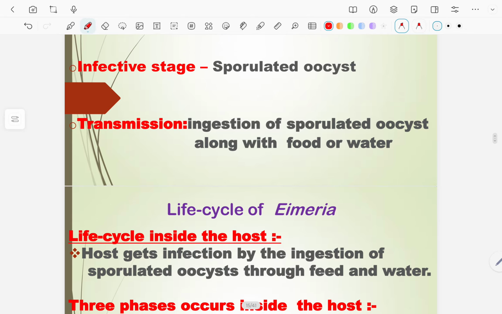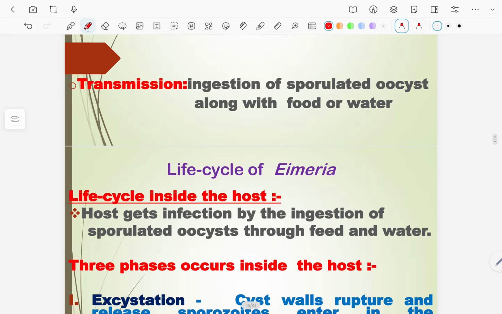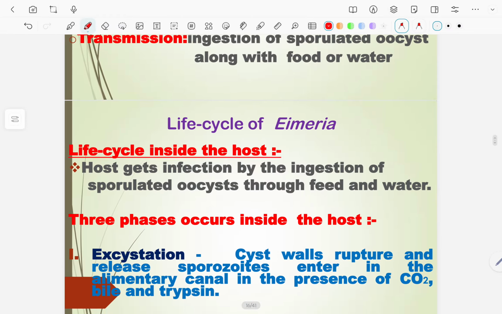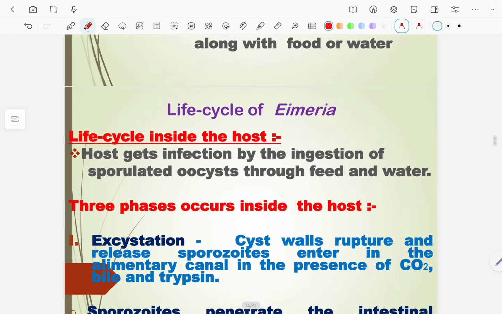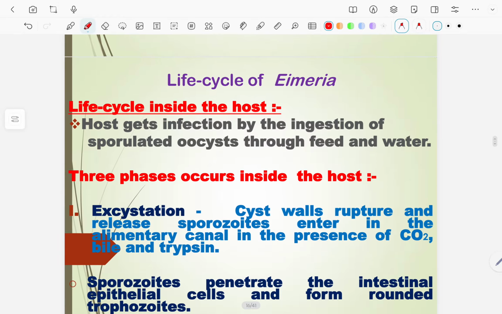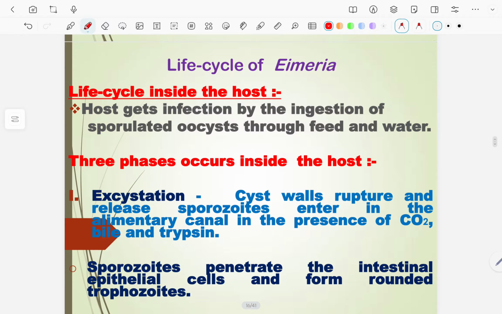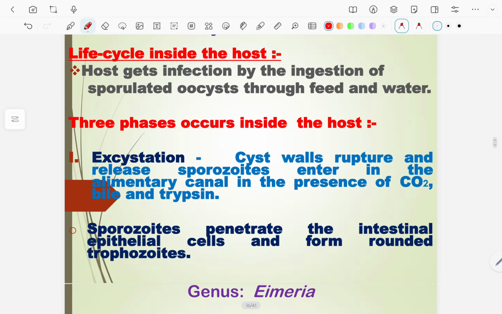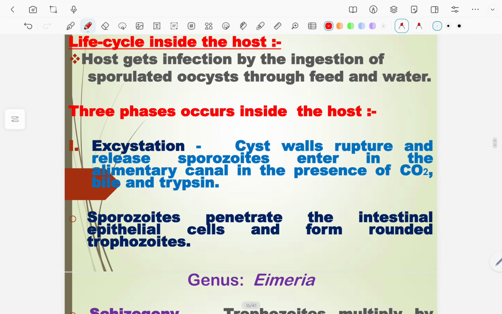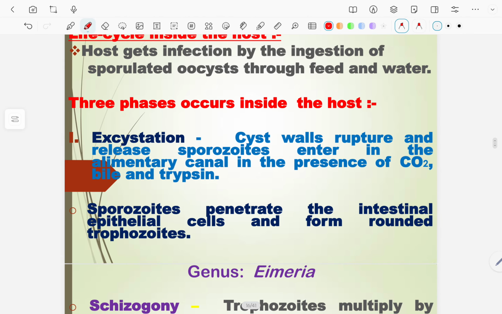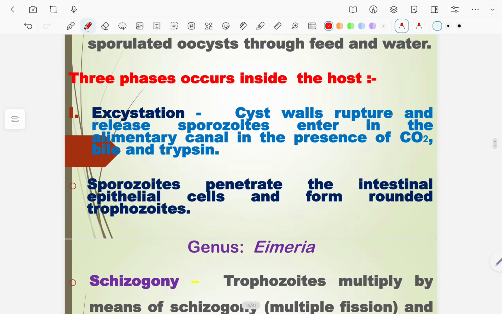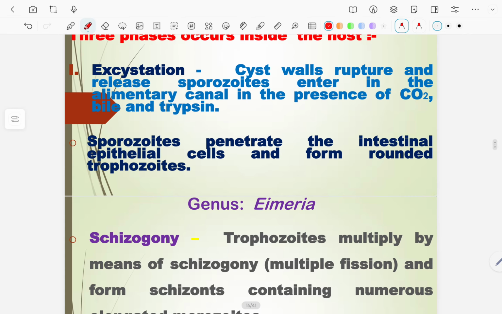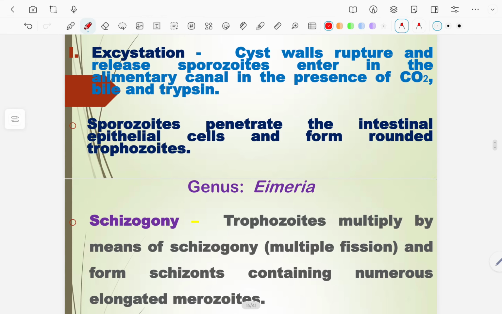Life cycle of Eimeria. Life cycle inside the host. The host gets infection by the ingestion of sporulated oocyst through feed and water. Three phases occur inside the host. Excystation: the cyst wall ruptures and releases sporocysts that enter the alimentary canal in the presence of CO2, bile and trypsin. Sporozoites penetrate the intestinal epithelial cell and form rounded trophozoites.